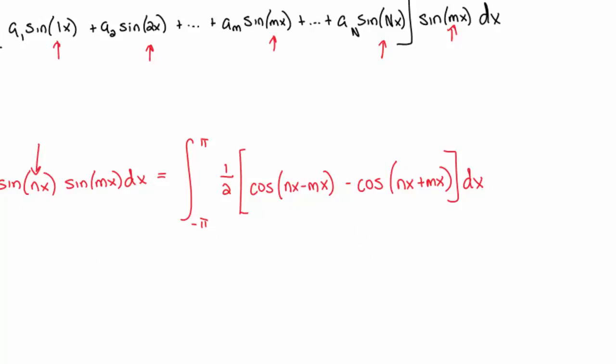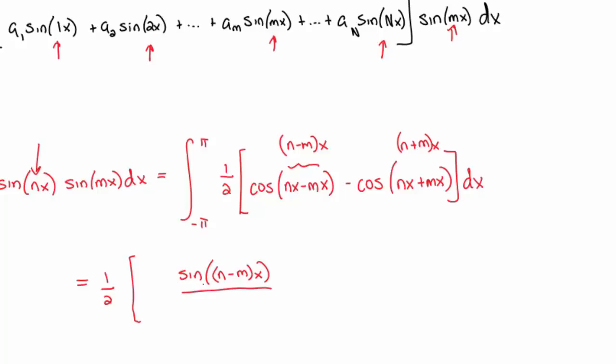Okay? So that's what we have so far. And I'll pull that one half out front, actually. We can actually integrate that. So one half. Let's see. The antiderivative of the cosine. Maybe I should have mentioned here, this is going to be n minus m times x within that argument, and this will be n plus m times x within that argument. It just makes my life a little bit easier as far as integration goes. So if I integrate the cosine, you know it's going to be the sine of that n minus m times x. However, because n minus m is multiplying x, then we have a division by n minus m here, right? And then minus the antiderivative of the cosine, again, is the sine.